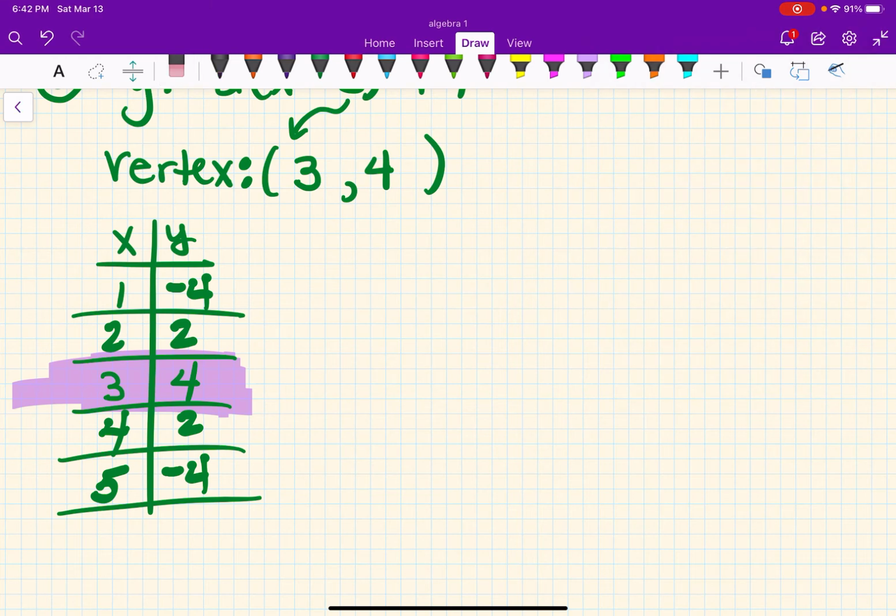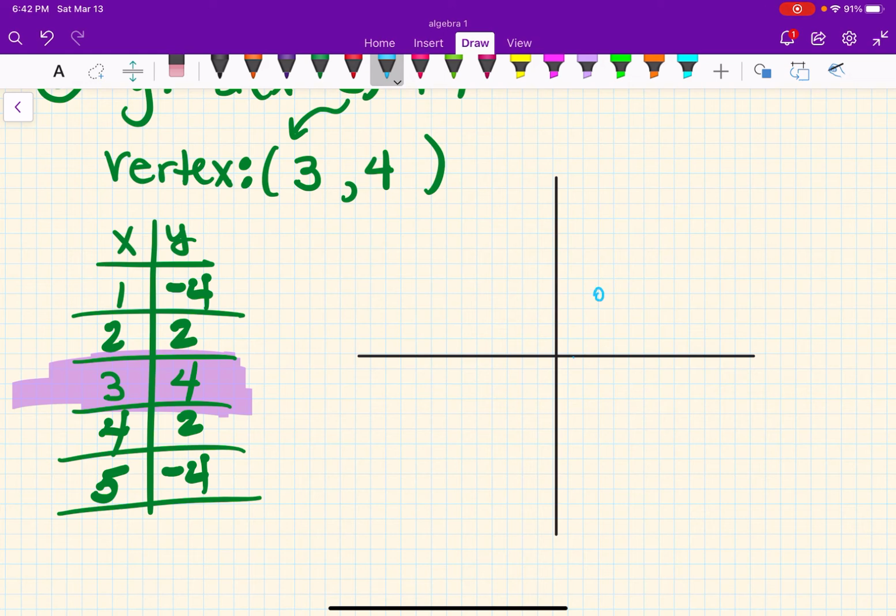Okay, this one doesn't need to be quite as big because we're not dealing with huge numbers anymore. So 3, 4 is my first one. 1, 2, 3, 1, 2, 3, 4. There's my vertex. And then it goes 2, 2, and 4, 2, and 1, negative 4. 1, 2, 3, 4, and 5, negative 4. And I'm going to do my best to make a parabola. Okay, well, I missed that point a little bit.